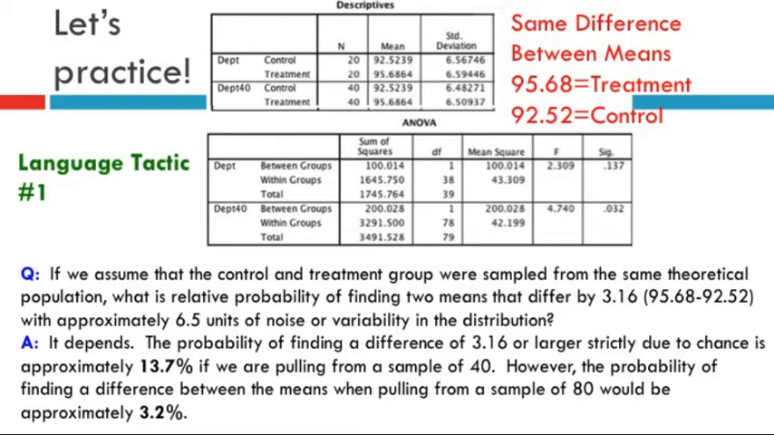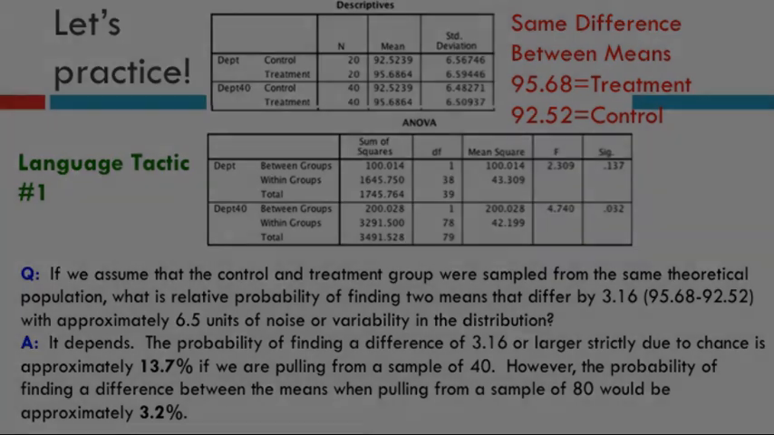And as far as an answer would go, it depends. The probability of finding a difference that large, strictly due to chance, is about 13.7% if we're pulling from a sample of 40. However, that same effect size, in that same amount of noise, the probability of finding an effect that large or larger is now reduced to 3.2%. Why? Well, because means and estimates stabilize, and we've seen that in a previous screen.